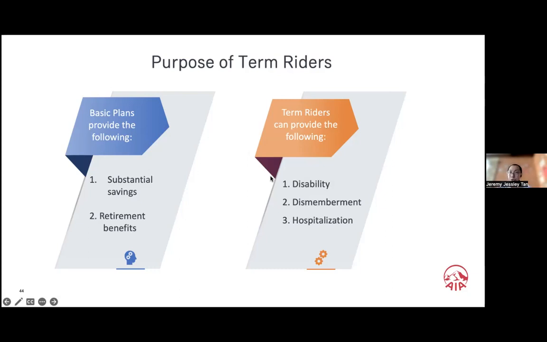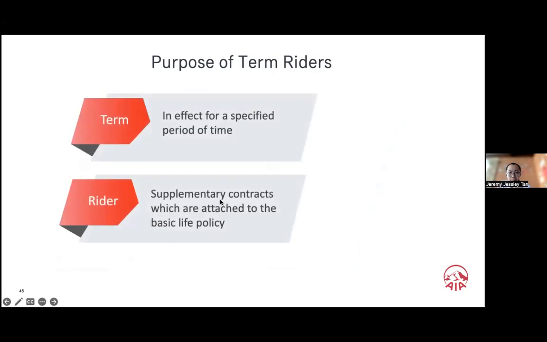They are also called term riders because their benefits do not usually last until age 100, only until a certain period of time. That's why they're called term riders. The term is in effect for a specified period of time, and the riders, like I said, are additional supplementary contracts attached to the basic life policy. Of course, these riders also have their own additional benefits.